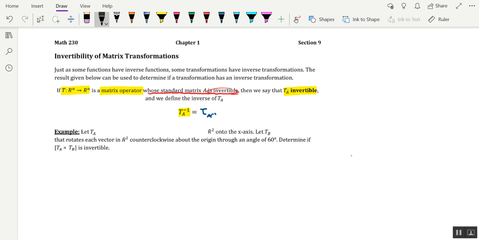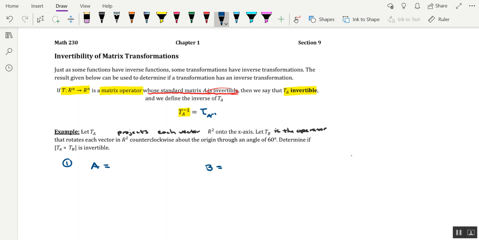Okay, we're going to do an example. Let T sub A be the operator that projects each vector in R2 onto the x-axis, and then T sub B is the operator that rotates each vector in R2 counterclockwise about the origin through an angle of 60 degrees. We want to determine if T sub A composed with T sub B is invertible. Okay, so there are two parts to this solution. Number one, let's think about what the standard matrices we should use are.